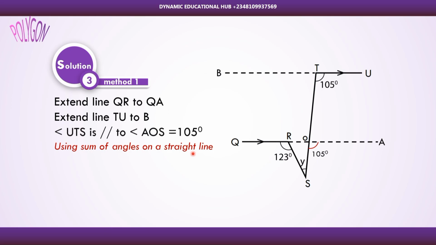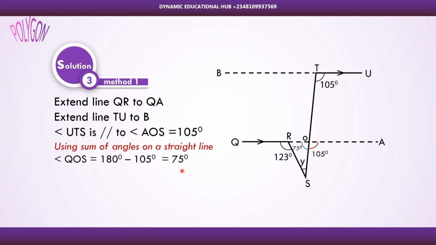Using sum of angles on a straight line, what are we going to have? We want to find the value of this angle here. If we find the value of this angle here, we can use it to find the value of Y using exterior angles of a triangle. So let's go ahead and find that angle. Now angle QOS will give us 180 degrees minus 105 degrees, which is 75 degrees. This angle here plus this angle will give us 180 degrees, angles on a straight line. So this angle here will now be 180 degrees minus 105, and that is 75 degrees.